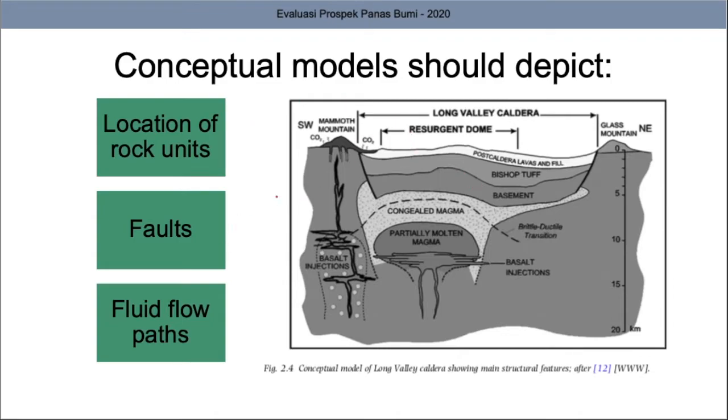This is very important because the location of the rock units will determine the reservoir characteristic, whether it's a permeable or a porosity reservoir. The faults will determine where to tap or to drill. And lastly, the fluid flow paths will determine whether the system is actually a sustainable system or not. These three aspects can be deduced from all the 3D data that you have obtained in the previous phase.